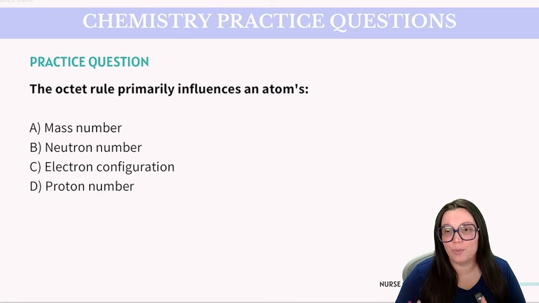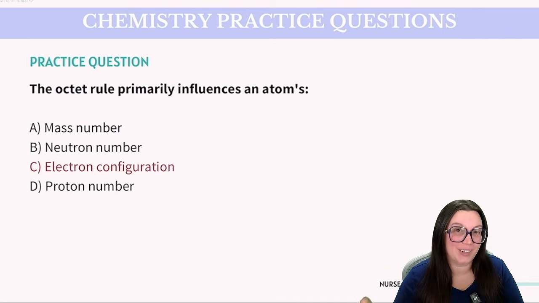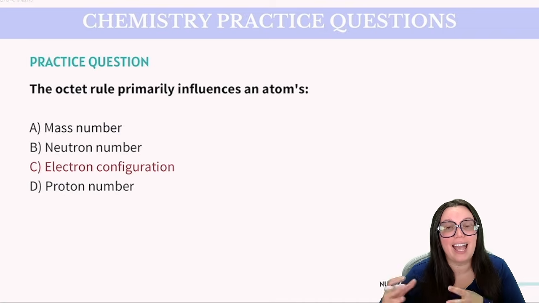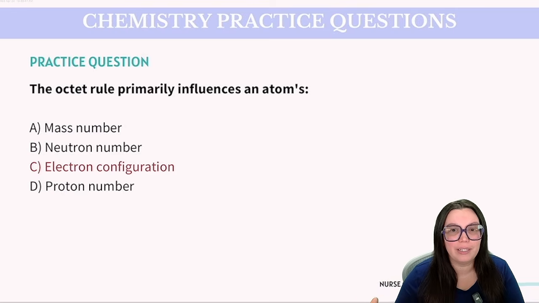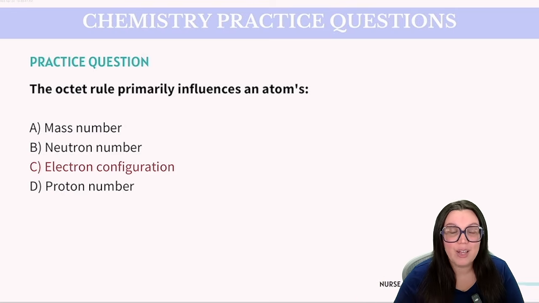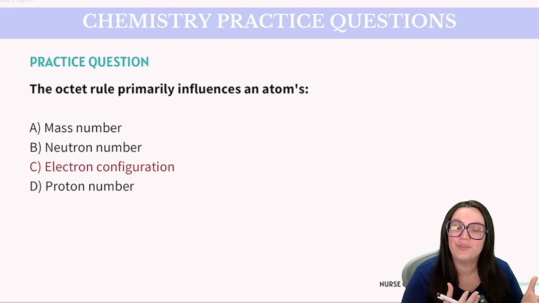The octet rule primarily influences an atom's what? The mass number, the neutron number, the electron configuration, or the proton number? And the correct answer is C, electron configuration. Remember, when it comes to that octet rule, it states that atoms, in order to achieve stability, have to have at least 8 electrons in their valence shell. So it's going to ultimately directly correlate with the electron configuration.